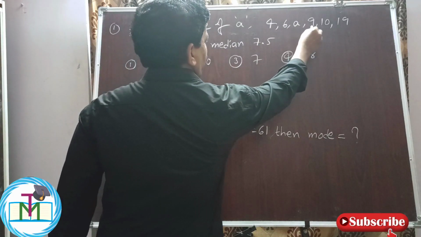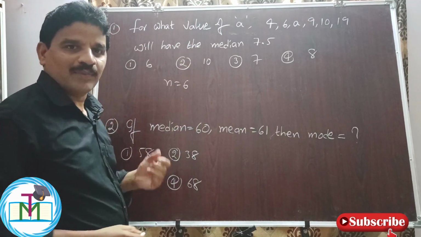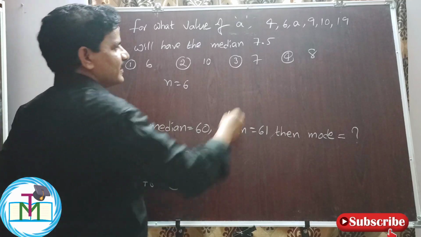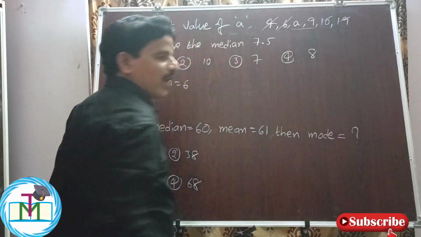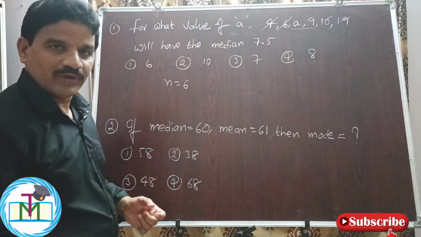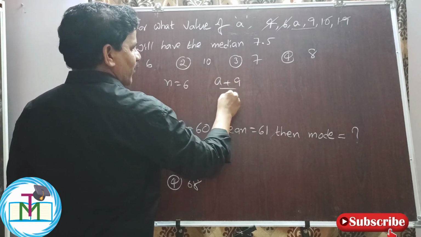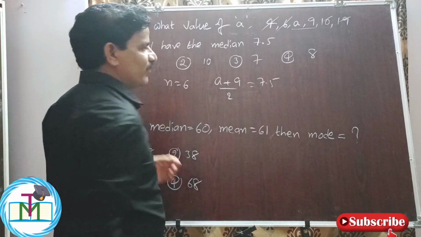1, 2, 3, 4, 5, 6. So n is equal to 6, which means there are 6 observations. For a shortcut, let us cancel this element, this element, this element, this element. We have two values in the middle, therefore we have to take their average. What is the average? (A plus 9) by 2 is equal to the median. The median is already given, which is 7.5.